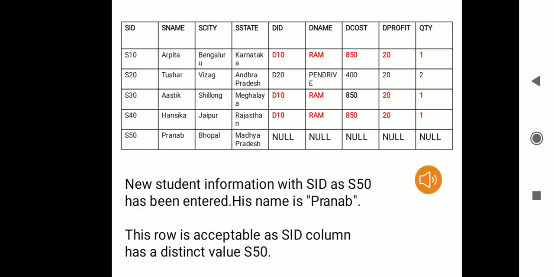Just consider the table in this slide. If a new student, say Pranav's data, needs to be entered, it can be entered very easily into the table by simply putting a new distinct entry of S50 in the primary key column SID and then filling up the remaining entries for SName, SCity, SState for that student Pranav having SID as S50, as can be seen in the table. The device information has been kept null for the student called Pranav, as this student did not purchase any device.